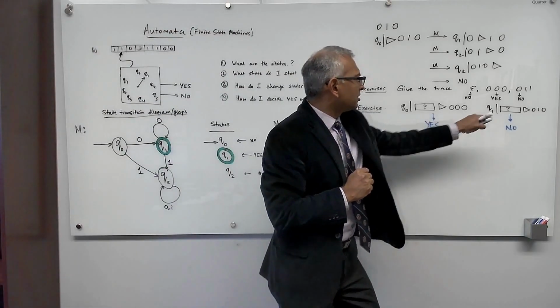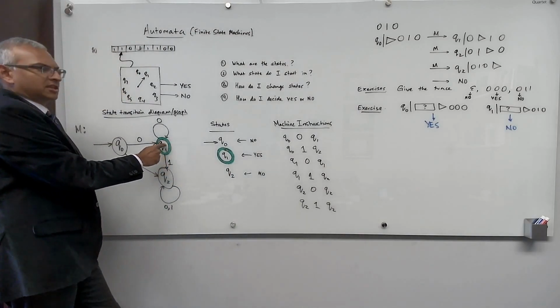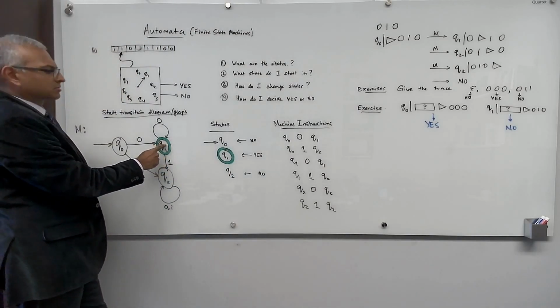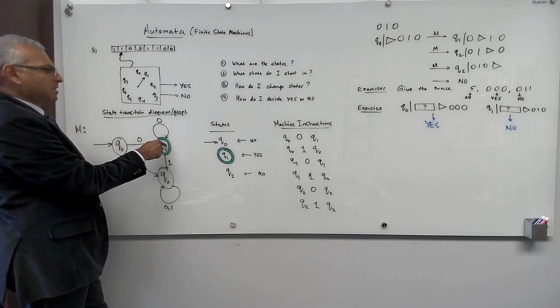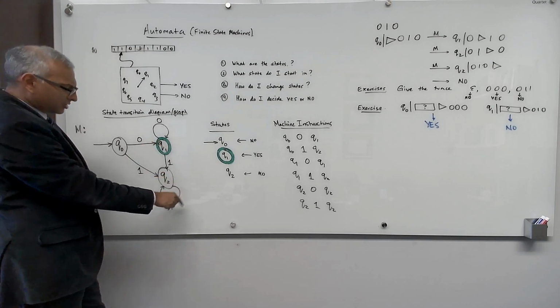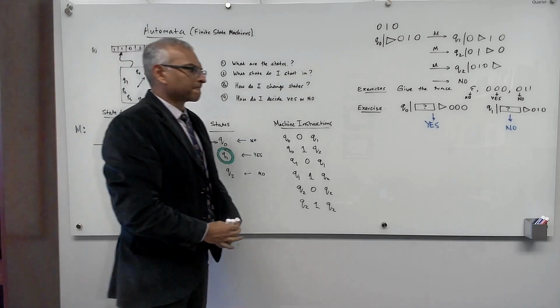Here you're in state Q1. You don't care how you got there, and you're about to read a 0. So you stay in Q1. Then you read a 1, then you move to Q2. Then you read a 0, then you stay in Q2. And you say no.